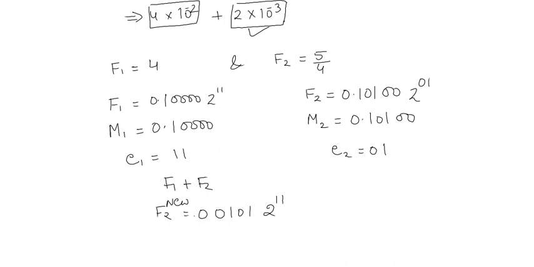So this will be 4 into 10 to the power minus 2, and it will become 20 times 10 to the power minus, no, not 20, this is 0.2, right? This is 0.2. Okay, then we can add it. This is how a floating point operation is performed.